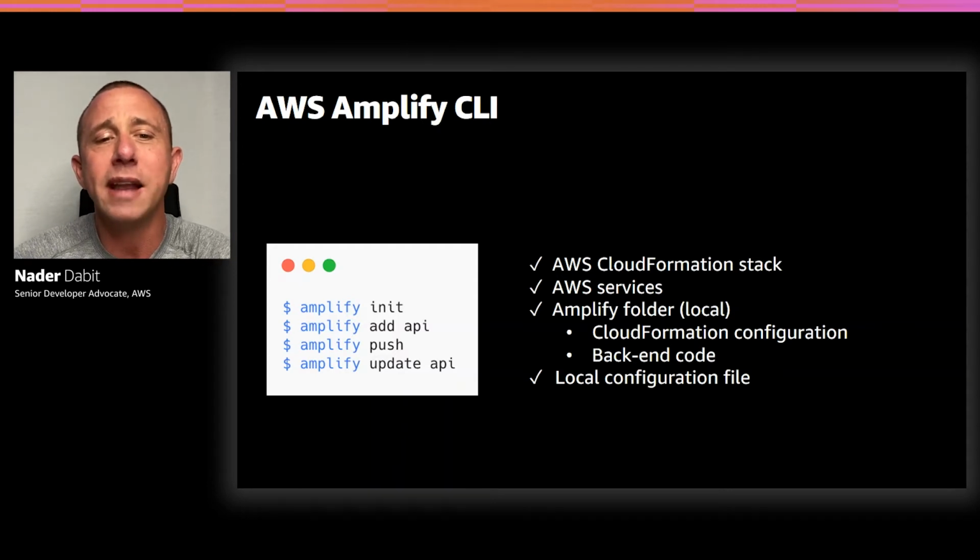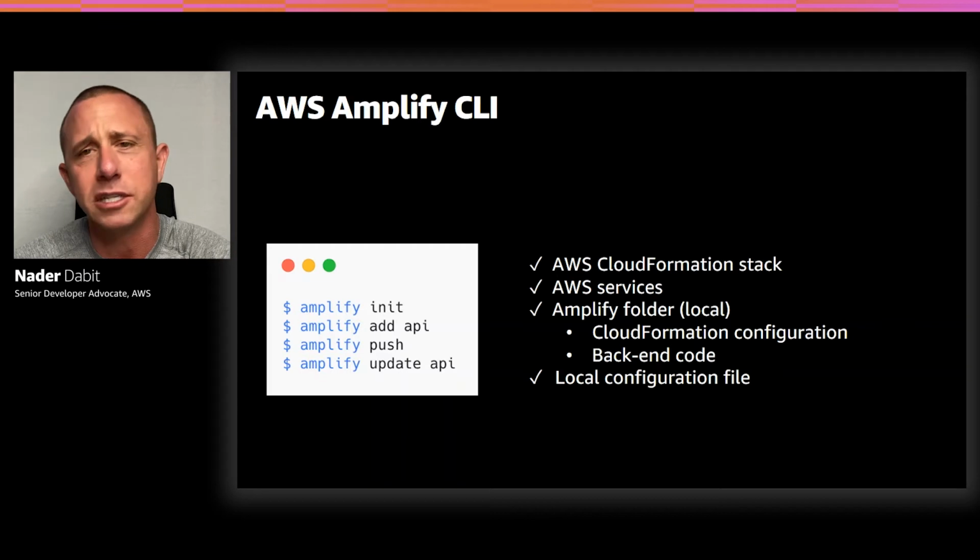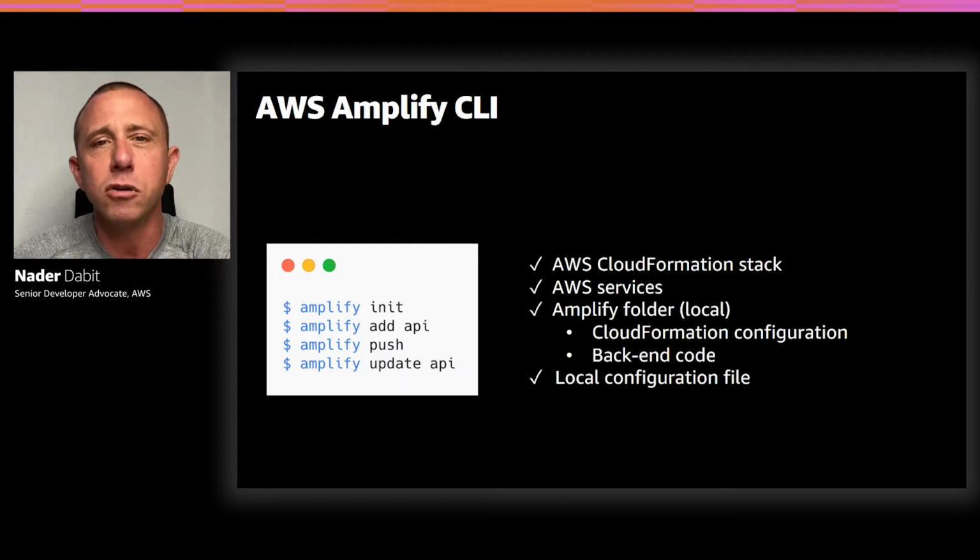From there, you add AWS services by running the add command or even running the update command to update those services. And you end up with a couple of different resources locally. First of all, you have a local configuration file. Usually, if you're working in a JavaScript project, this is going to be AWS exports. If you're working with a native project, it might have a different name.